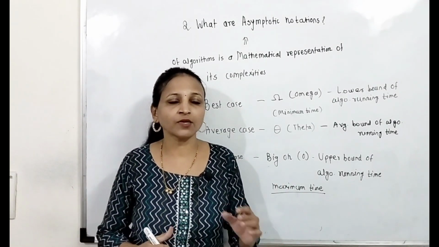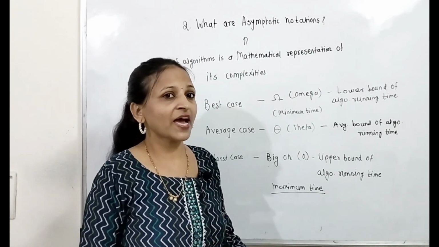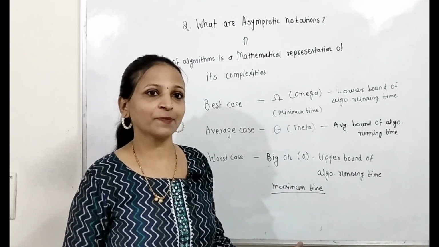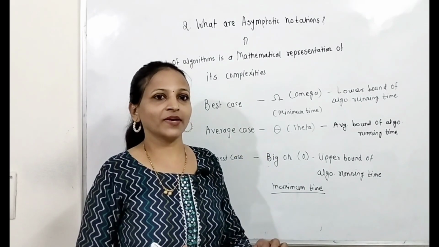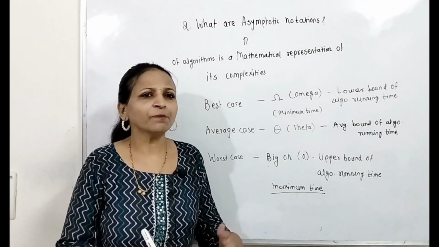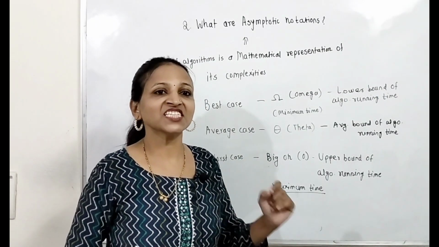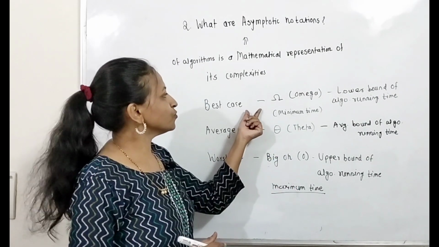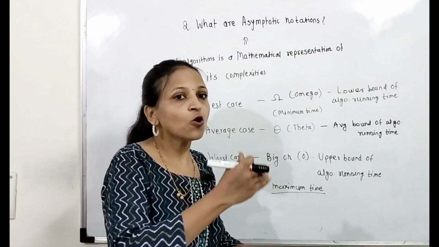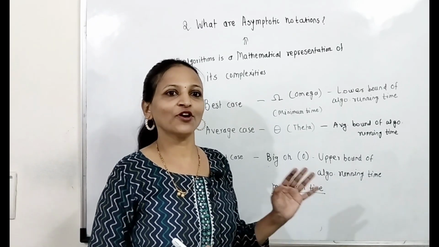Now what is the best case? Suppose you are considering time complexity. If an algorithm takes less time, whatever minimum time is taken by an algorithm for its execution, that is nothing but best case time complexity, and it is the same for space complexity. Best case time complexity will be represented with the help of omega notation, and it always represents the lower bound of your running time. Lower bound of running time means the minimum running time taken by an algorithm for its execution.